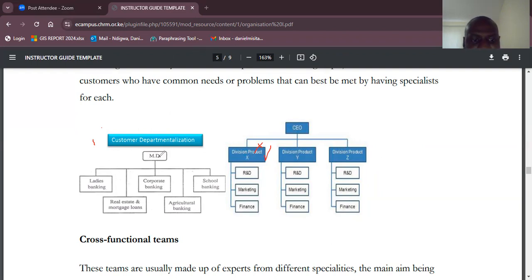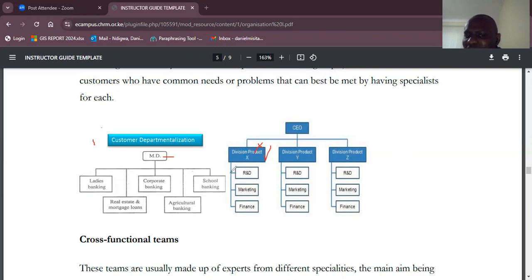For example, we have the managing director here. And within the managing director, we have the ladies banking, the corporate banking, and also the school banking, agricultural banking, and real estate. This other one is more focused on the product, where we have a division product X, division product Y, and division product Z. For division product Y, their focus is producing a product called product X.